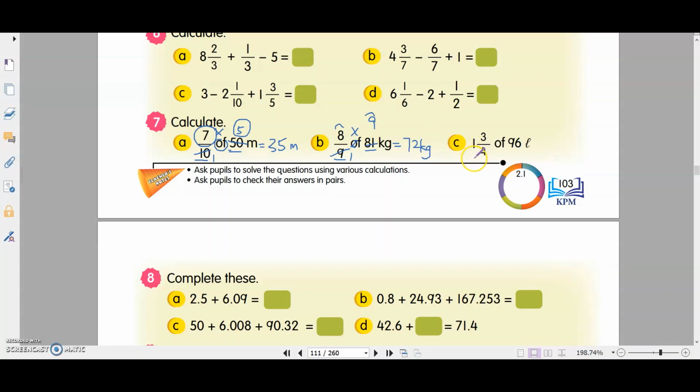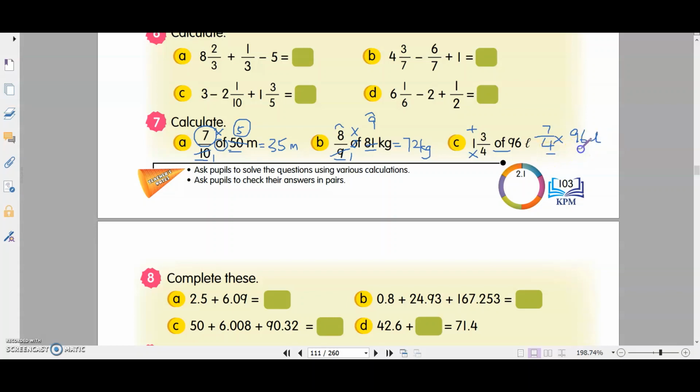Okay, for C, firstly we change this to an improper fraction. How do we do that? We times and then we plus. So 4 times 1 is 4. 4 plus 3 is 7. So 7 over 4. And then the word "of" here means times 96 liters.